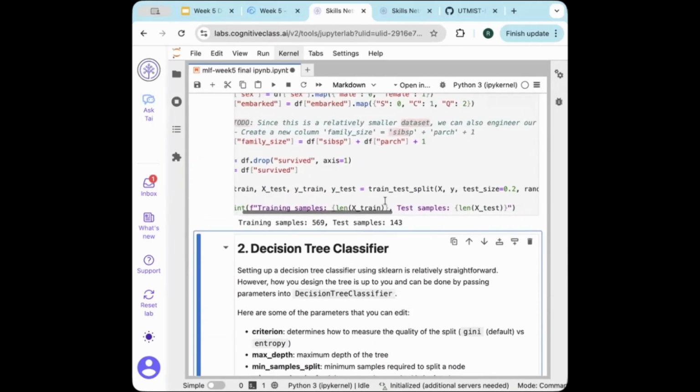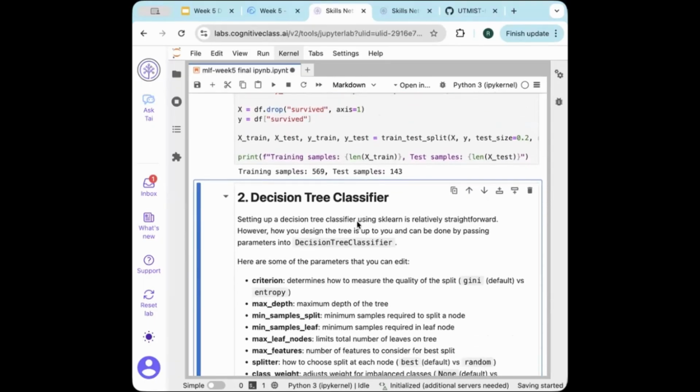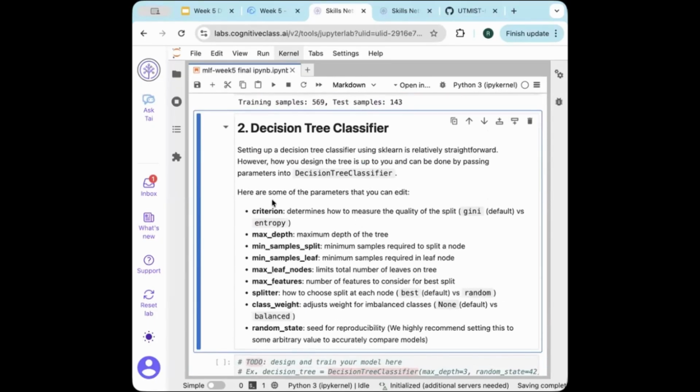So we have 569 training samples and 143 testing samples, guys. Now let's move on to the second section.